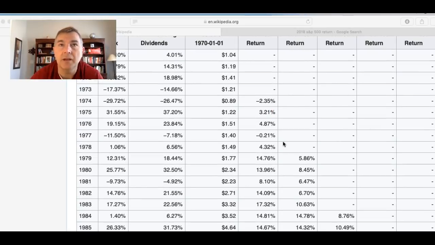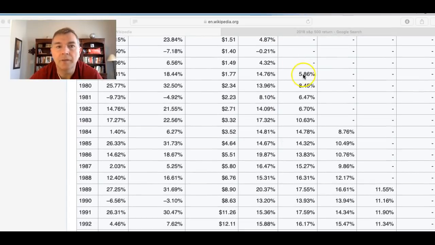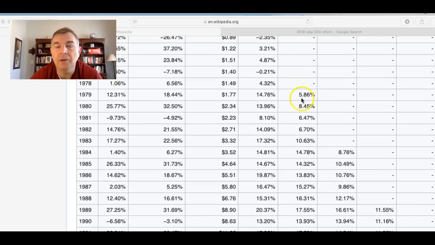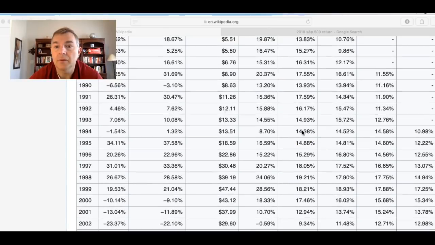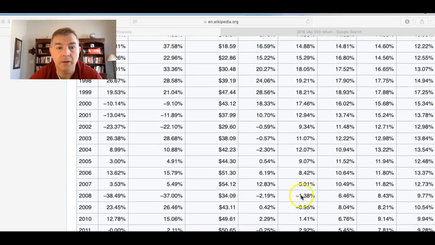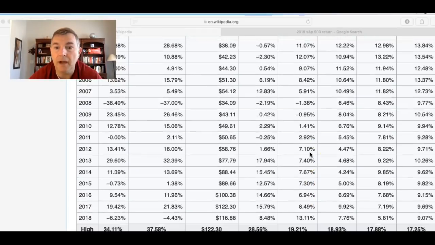All right, so now we've got 10 years, so we're going to have 38 instances. 5.86 in the high inflationary time from 1966. So 1966 and 1982 are notorious for being a lackluster stock market. 5.86, 8, 6. Do we have anything? Yeah, right here. 2008 was negative 1.38 and 2009 was negative 0.95.